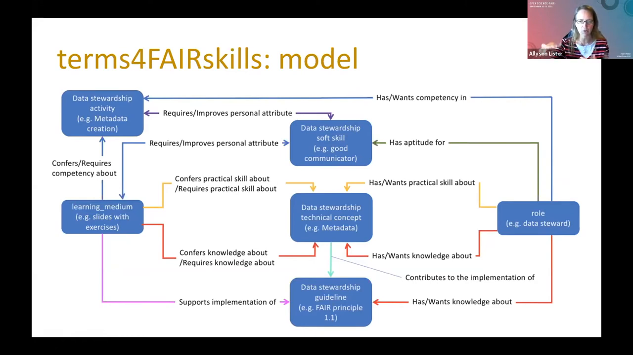Okay, and then you can move along the model again, and you can say a webinar, if you look along the left-hand side of the model under learning medium, a webinar, a particular webinar on a particular website, might confer knowledge about metadata.